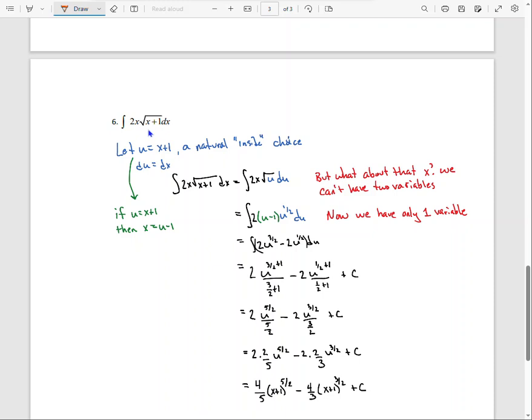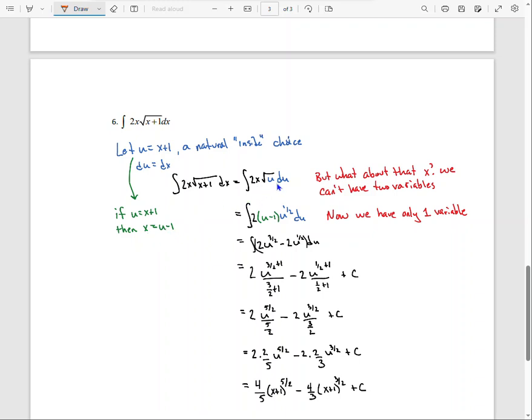Now, naturally, we want x plus 1, right? It's a natural choice for our inside. If u is x plus 1, then du is equal to dx. But keep in mind that doesn't help us very much. That only gives us the antiderivative of 2x square root of u du. But remember, if u is equal to x plus 1, I can subtract 1 from both sides and find what x is equal to. So if u is x plus 1, x is u minus 1.